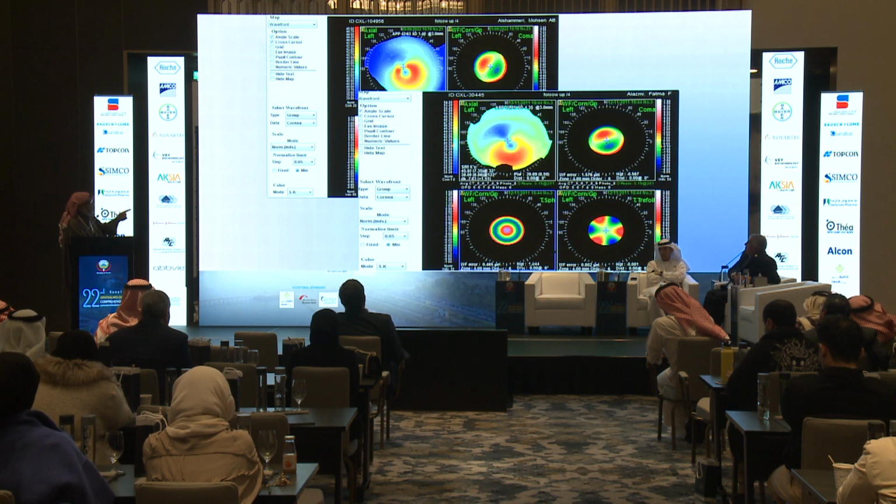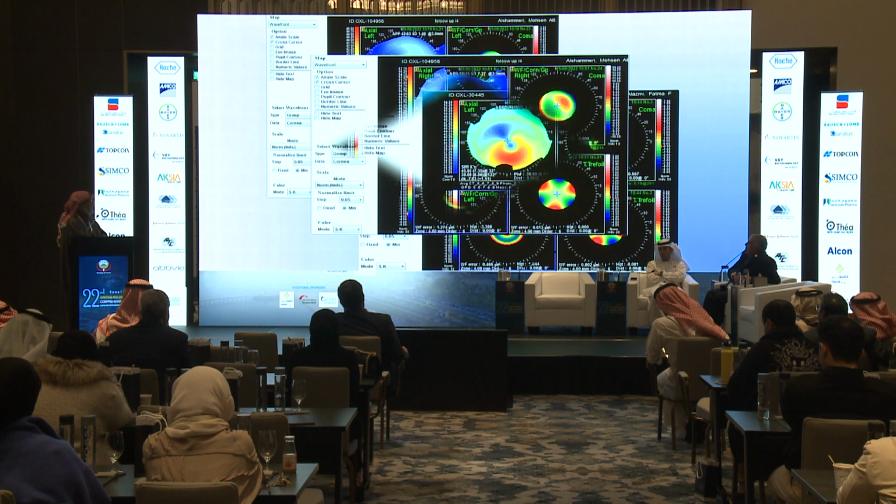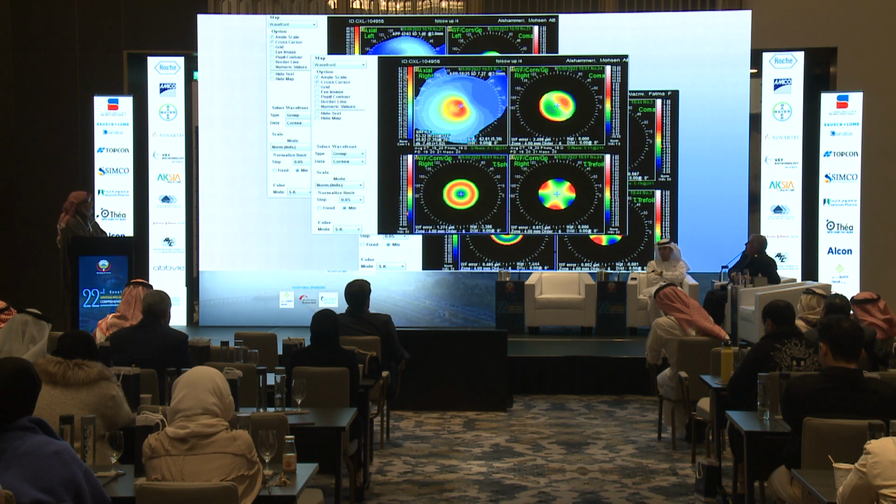Now, if you look at the other one, which was more advanced, the coma is higher, the total spherical aberration is higher, and the trefoil is higher. So you have to go and correct more and more of the errors. Each one of these errors is only a few microns to correct, and you are going to give the patient a good result.